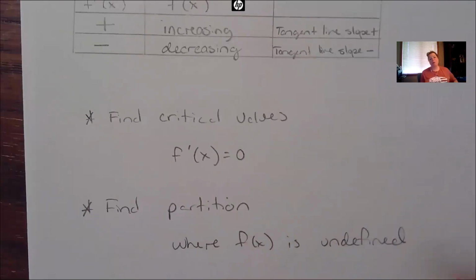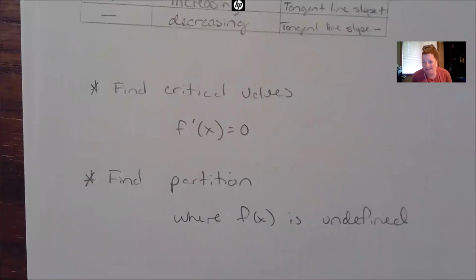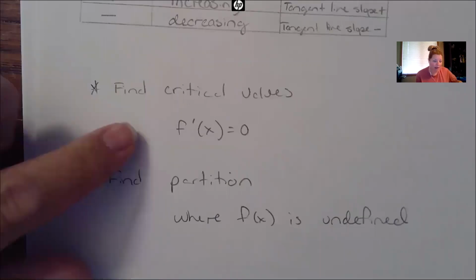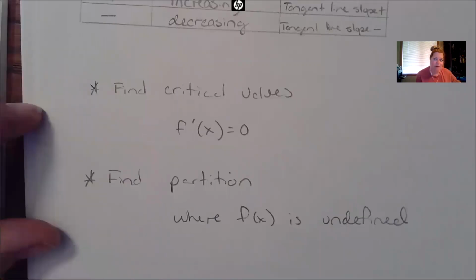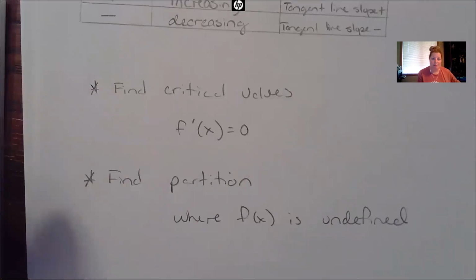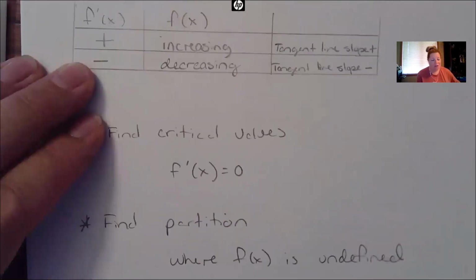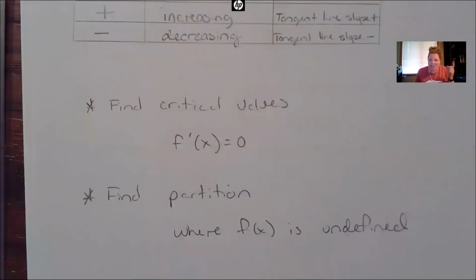So a partition number and a critical value are basically the same thing. We just have to look at where the original function is undefined. Does it have 0 in the denominator? Does it have a square root where you can't be negative? Mostly it's where the denominator equals 0. Then we find the critical values as well. We'll find both sets of numbers, and they will help us with where we switch from increasing to decreasing. You can only switch from one to the other at each of these values, so it's either a critical value or an undefined value.